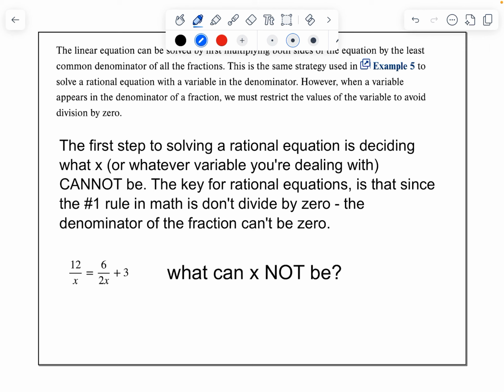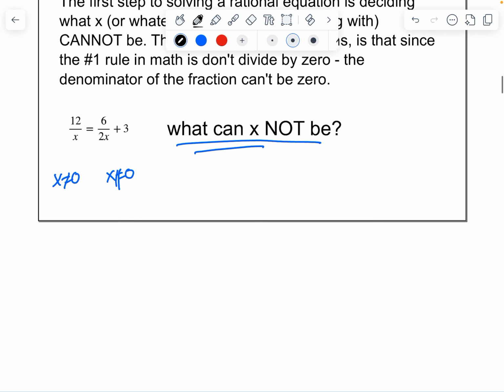The major first step, though, is to determine what x cannot be, because you don't want to get to the end, get a solution for x, and think it's correct, but it's actually one of the restrictions of the equation. The way that you tell what x cannot be is it can't be anything that would make the bottom 0. It can't make the denominator 0. So in this case, if x was 0, that would make that denominator 0. If x was 0, that would make 2 times 0 be 0. So x cannot be 0 for this equation. That's the first step to any of these rational equations, is to figure out what x cannot be. Then we can go ahead and solve it the way that we were.